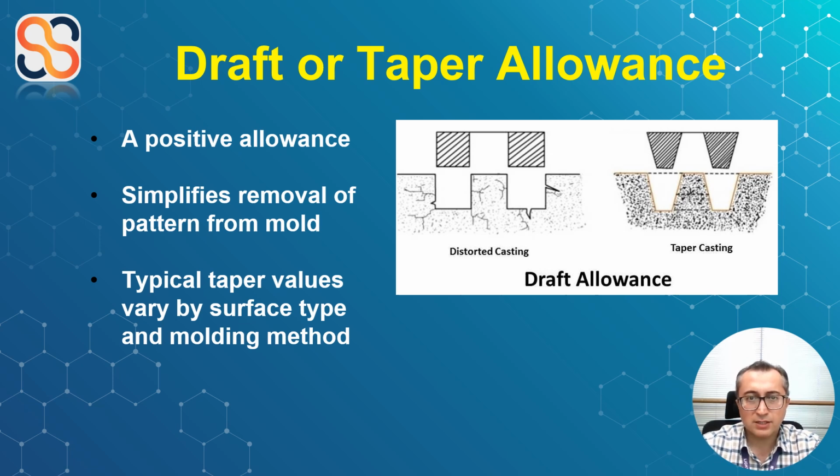The size of the pattern and molding method also influence these values. For machine molding, for example, the draft angle might vary more, from 10 up to 15 millimeters per meter. This taper ensures a smooth pattern release, which is crucial for maintaining the mold's integrity and the casting's final dimensions.